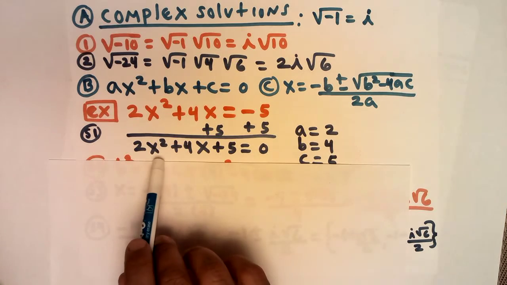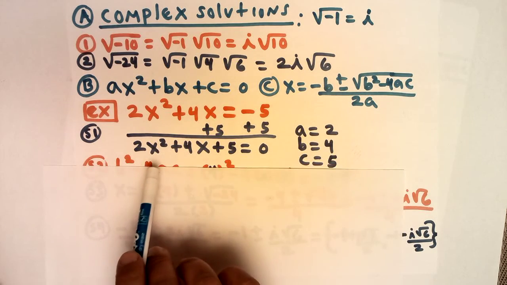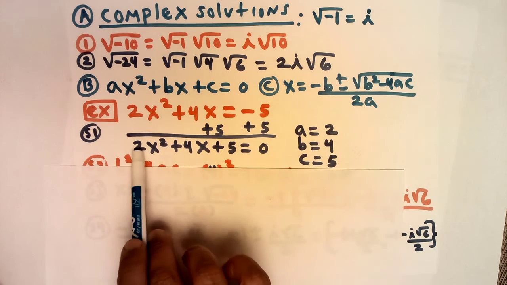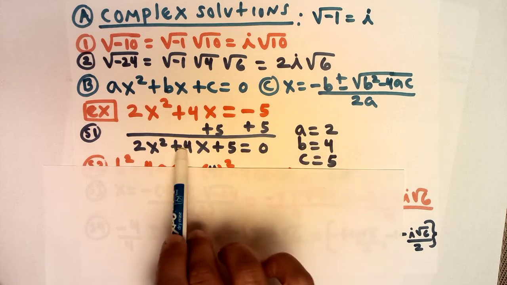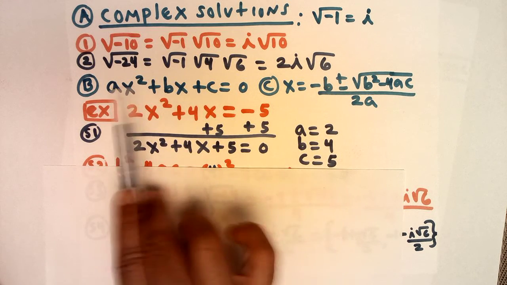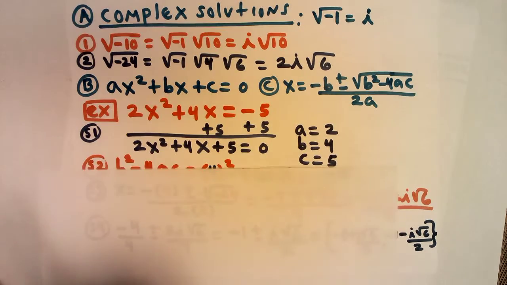So in this case now, you should be able to find a, b, and c properly. So you got a equals 2, b equals 4, and c equals 5. Don't forget, the sign is never changing. That's basically the rule there.